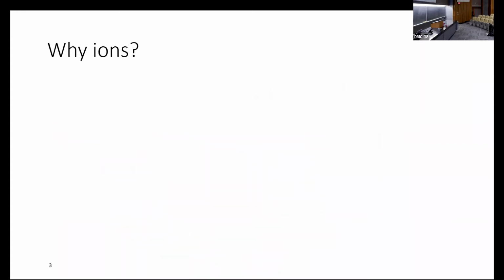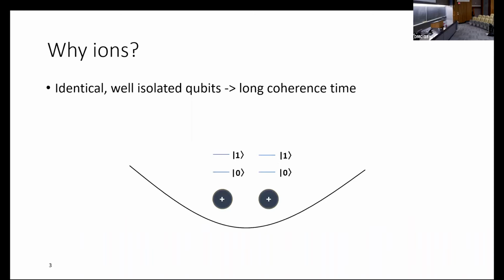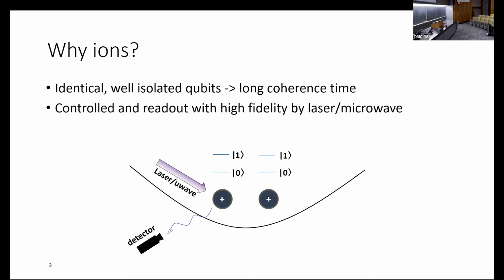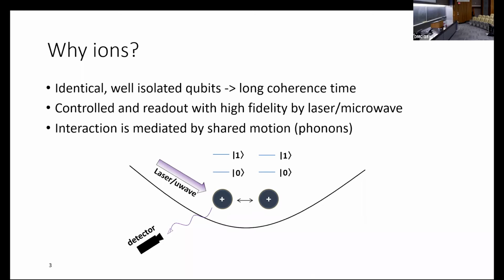So why ions? Well, they are perfect qubits because they are well isolated and they are identical, which means they have very long coherence times, and they are well controlled and read out with high fidelity by laser or microwave fields. An important thing about ions is that they have charges, which allows them to be trapped and to interact and be controlled. And the motions induced by the RF trap fields and Coulomb interactions can be used to mediate entanglement between any subsets of ions in the chain. So we will focus on that later.